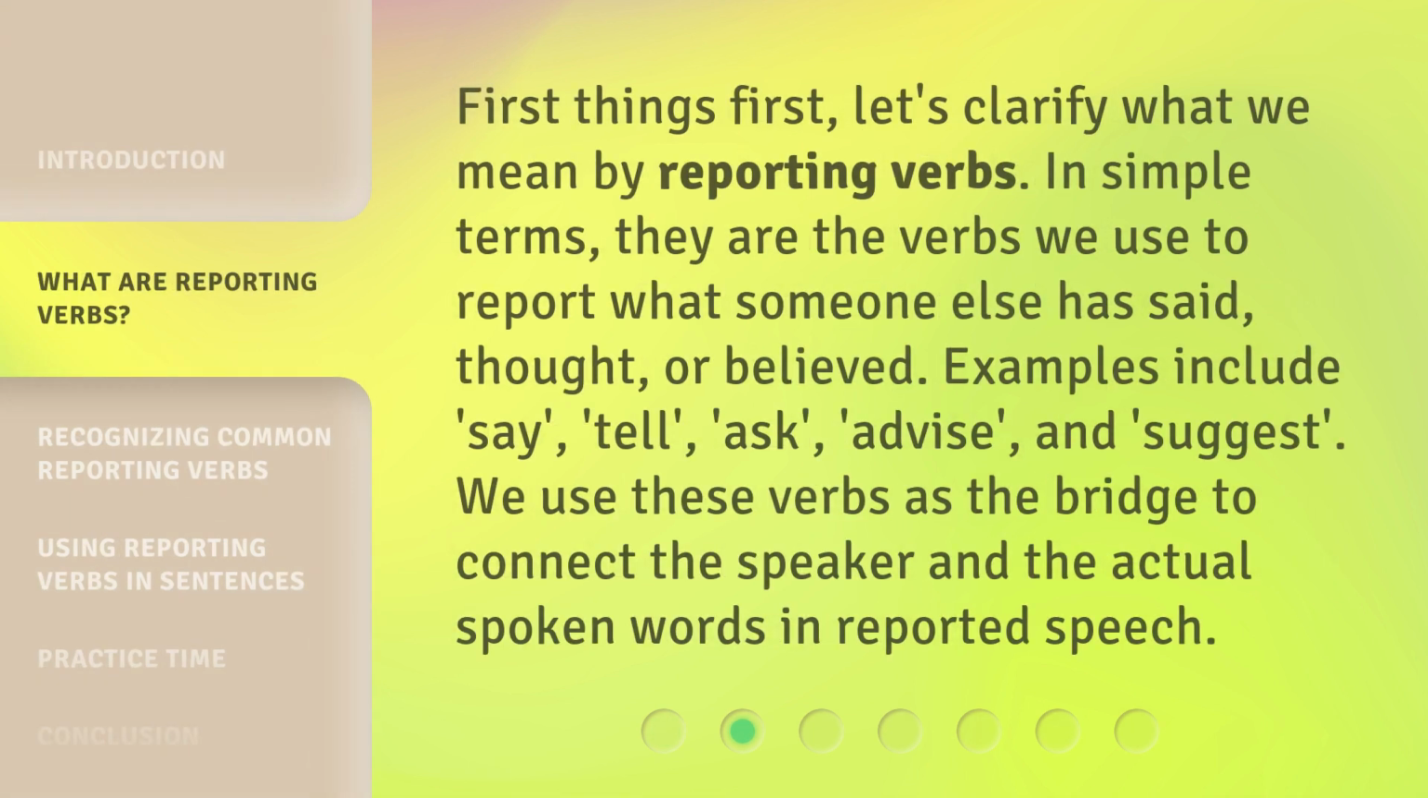First things first, let's clarify what we mean by reporting verbs. In simple terms, they are the verbs we use to report what someone else has said, thought, or believed. Examples include say, tell, ask, advise, and suggest. We use these verbs as the bridge to connect the speaker and the actual spoken words in reported speech.